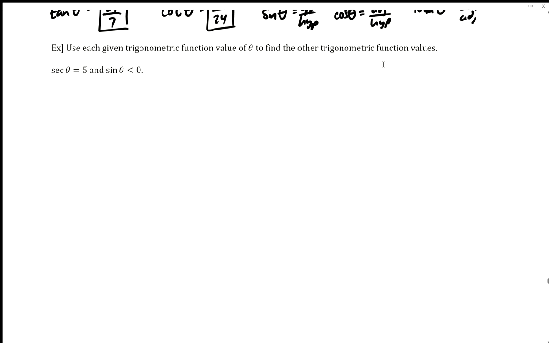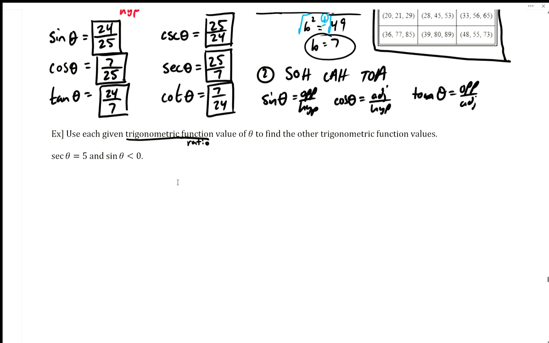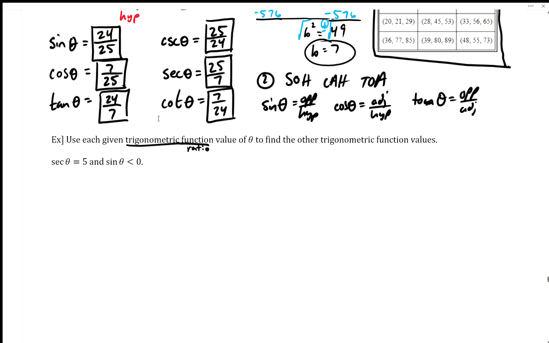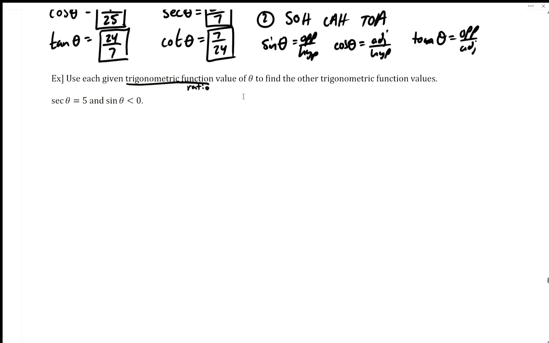Hi everyone, and welcome to our video on using SOH CAH TOA to help us find the trigonometric ratios given a trigonometric ratio. Okay, so I said ratio, they might say function. So it says use each given trigonometric function. So they might say trigonometric ratio instead. The reason for ratio is because, well, look at our answers from the previous video. They're all fractions, and fractions are ratios. So they might say that instead, based on this given value of secant of theta equaling 5.